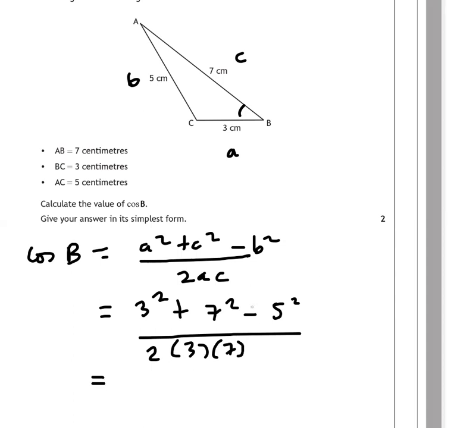And that would become, so 49 plus 9, that's 58, minus 25, that would be 33, sorry. So 33 over 2 times 3 times 7. So it would be 33 over 42. And that would simplify to give 11 over 14.